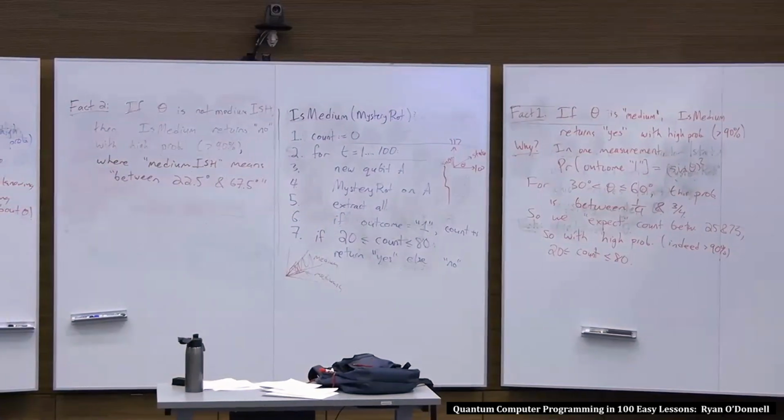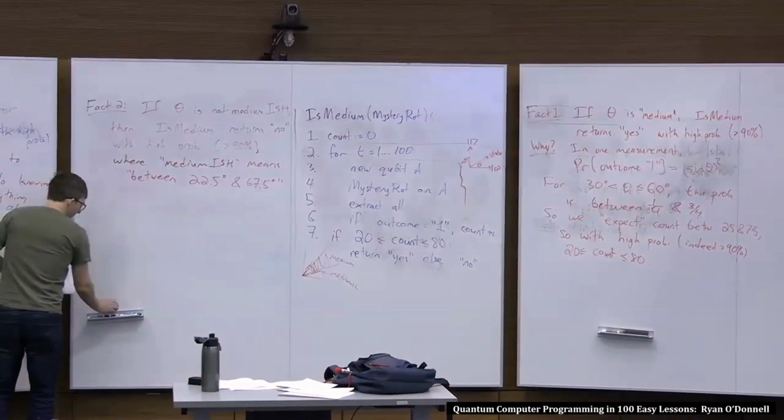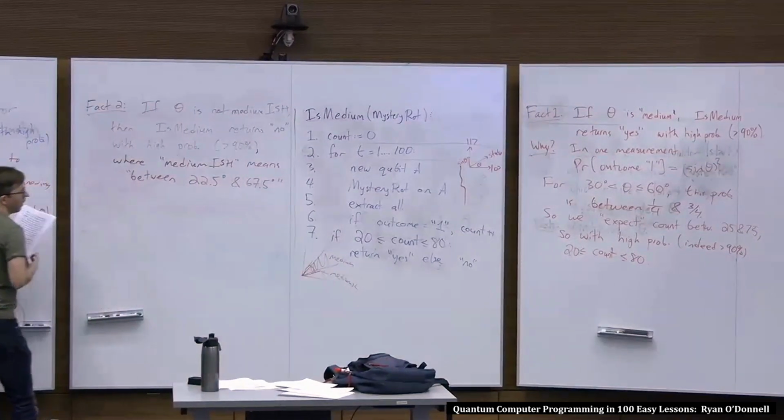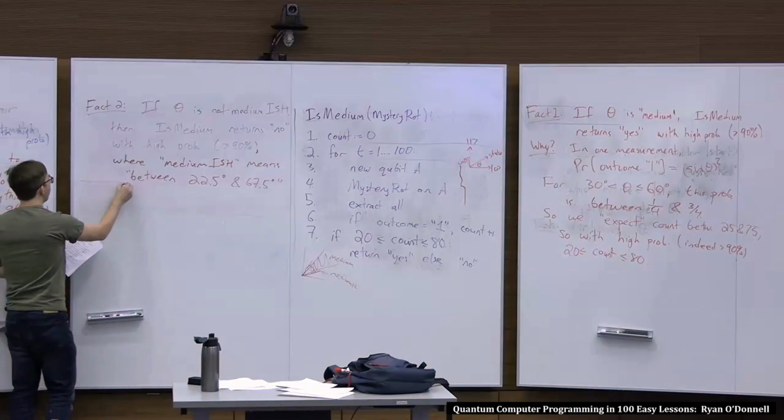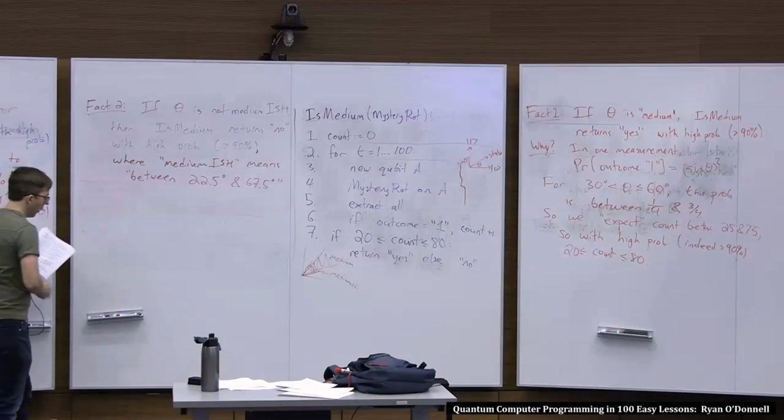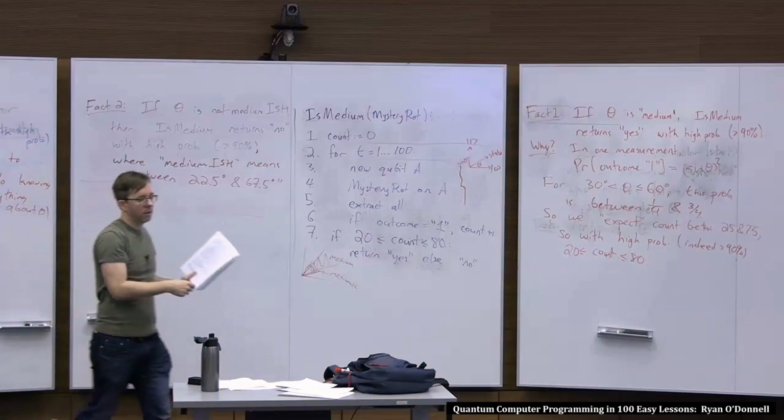Okay, but we'll see that that doesn't really upset us, or make the algorithms not work or anything. It's just a little bit annoying to keep track of the difference between medium and medium-ish, but we've got to do it. Okay, so let's prove why this fact is also true.